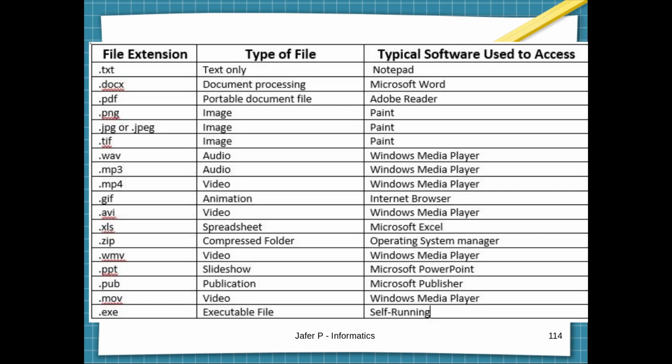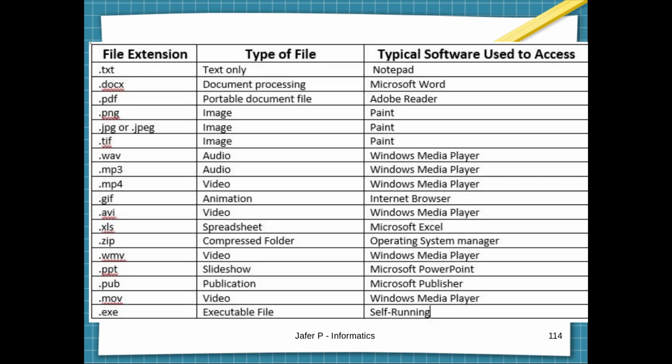.png means image format, and this can be opened by Paint or any image viewer application. .jpg or .jpeg, .tif is also an image format. .wav is an audio file played in Windows Media Player. .mp3 is also an audio file. .mp4 is a video file. It consists of audio, video, and maybe subtitles. .gif is an animation file. It can be opened using an internet browser.